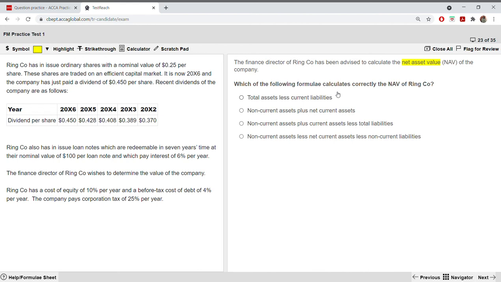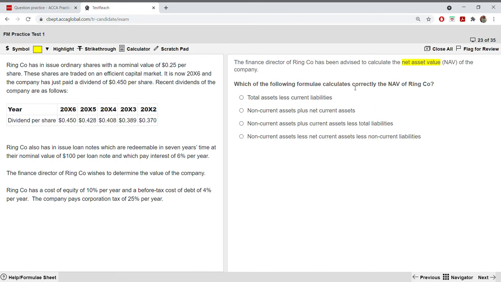Net asset value. Which of the following formulas calculates it correctly? For you to know this answer, you should first know the formula of net asset value in the first place. So what is it? Total assets less current liabilities? No. Non-current assets plus net current assets? No. It is net asset.